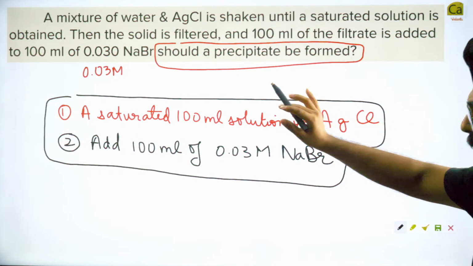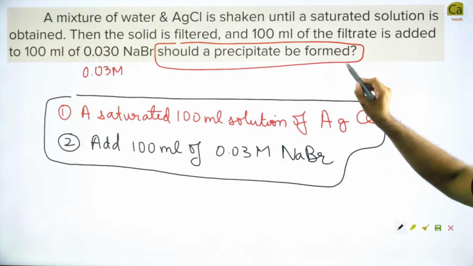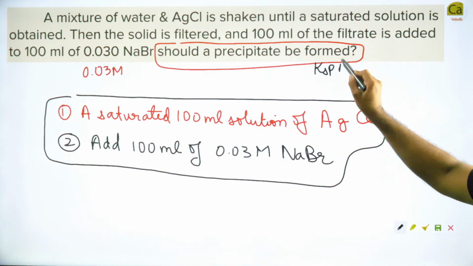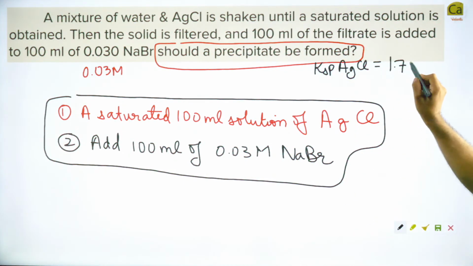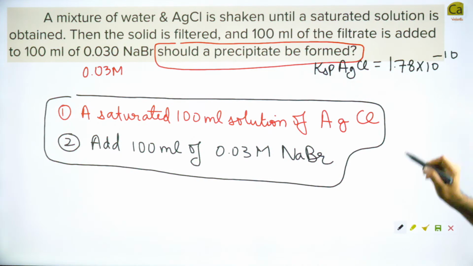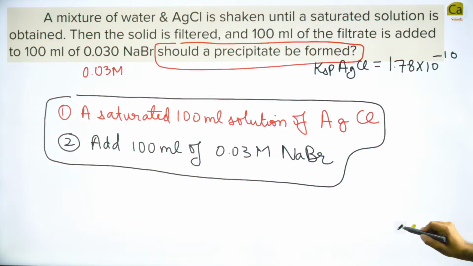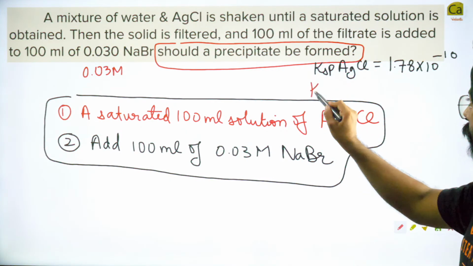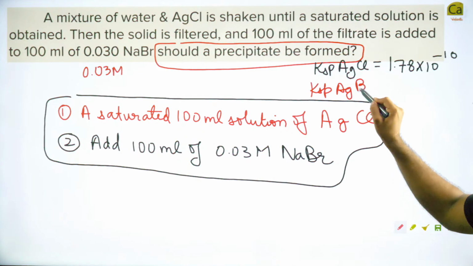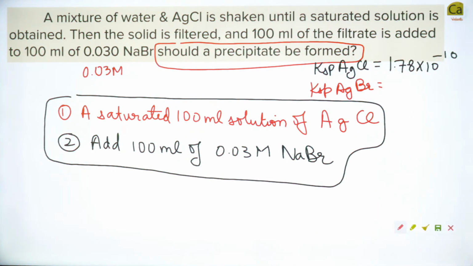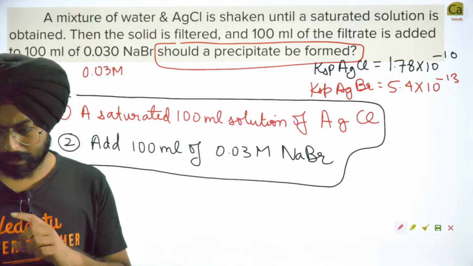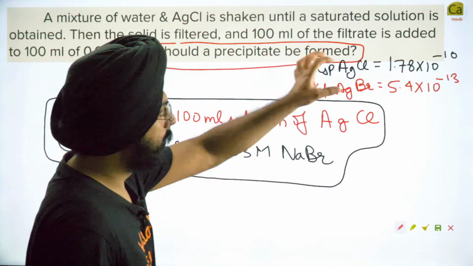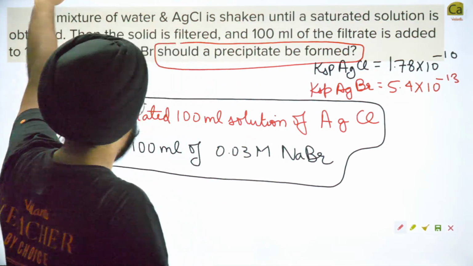So what will be given to you in the question is KSP of AgCl is equal to 1.78 into 10 to the power minus 10. Okay, this is one piece of information that is given to you, and the second piece of information given to you is KSP of AgBr is equal to 5.4 into 10 to the power minus 13. ठीक है, ये दे रखा है अपने आपको. This is the information that is given to you.